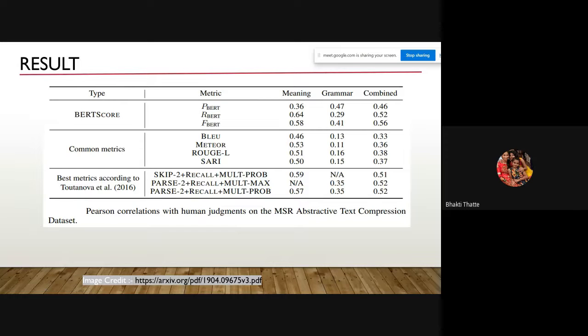Then coming to the result, this table shows us the Pearson correlation with human judgment on the MSR abstractive text comparison dataset. So if you see, here is the BERT score, here are the common metrics we have discussed, and the best metrics. These are divided into meaning, grammar, and combined. If you see, the most acceptable score is given by BERT score only, compared to these other metrics.